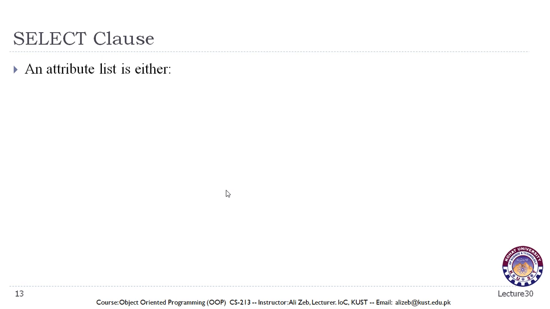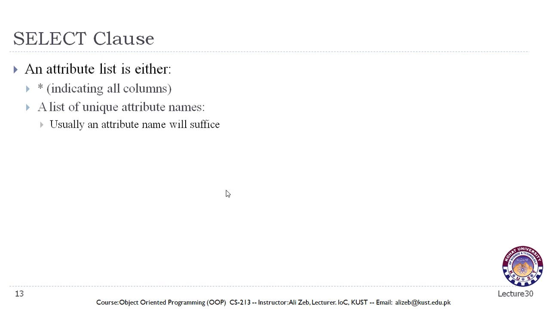In the select clause, the attribute list either indicates all columns or a list of unique attribute names. Usually an attribute name will suffice, so we provide the name of the column. An asterisk is used for selecting all the columns. If you are selecting all the columns from your table, you use the asterisk. But if you are selecting unique columns from your database, then you can use the names of the columns.